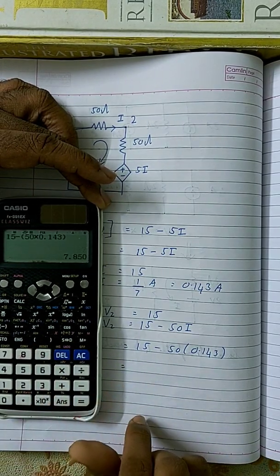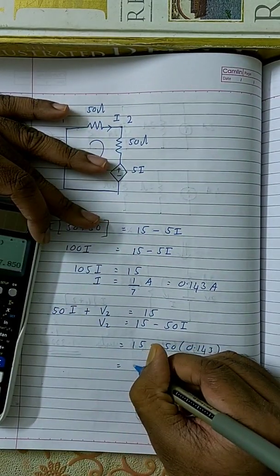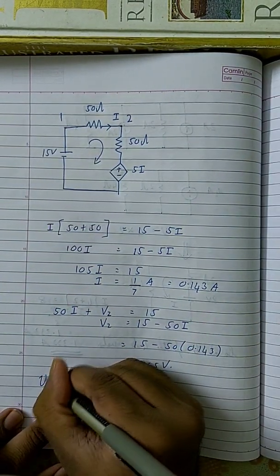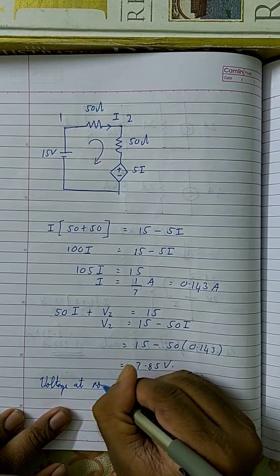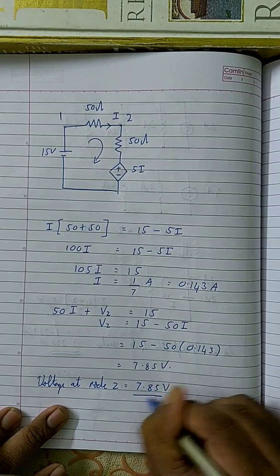and you get 7.85 volt. So therefore the voltage at node 2 is equal to 7.85 volt. Okay.